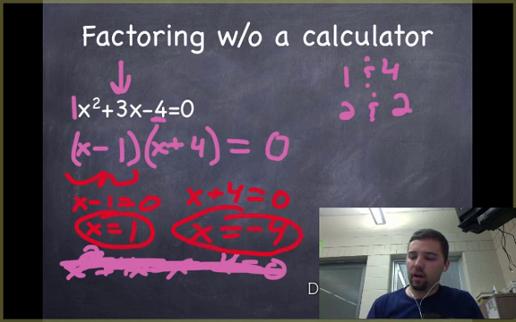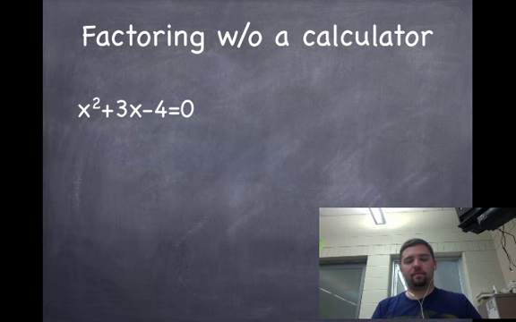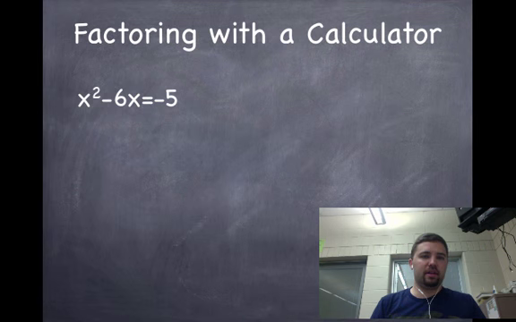Notice if I plug in 1 here, I get 1 minus 1 is 0, times anything is 0. And the same for x equals negative 4. So that's the basic method, without using a calculator to help us, to solve a quadratic. Let's go on to the next one.